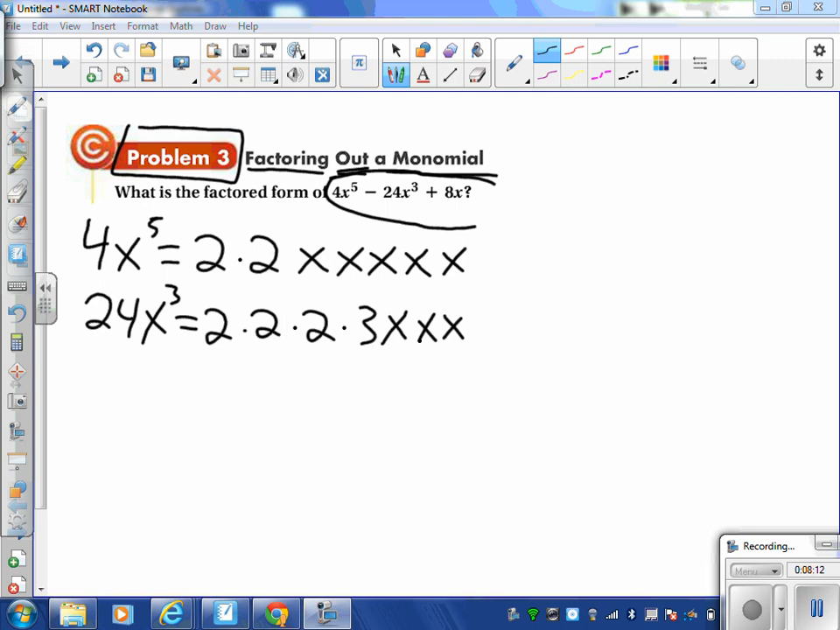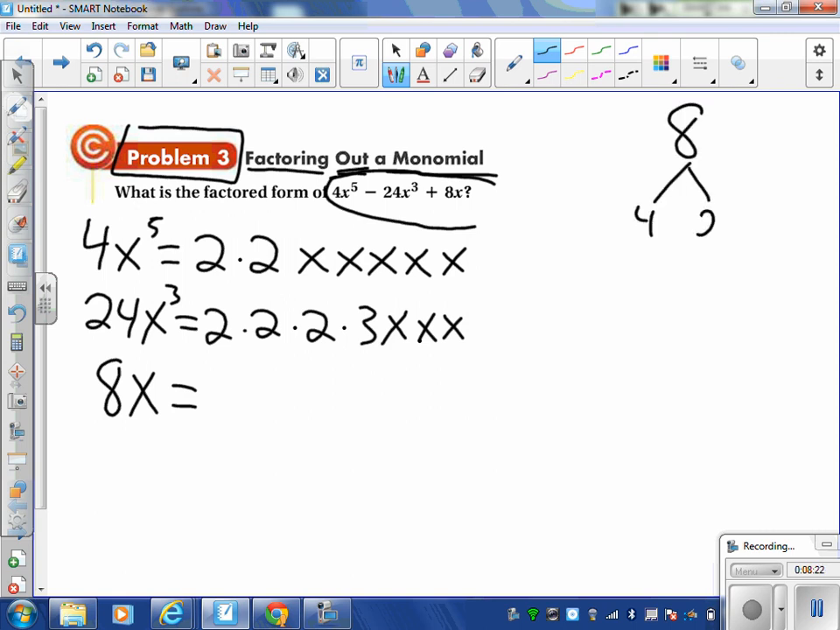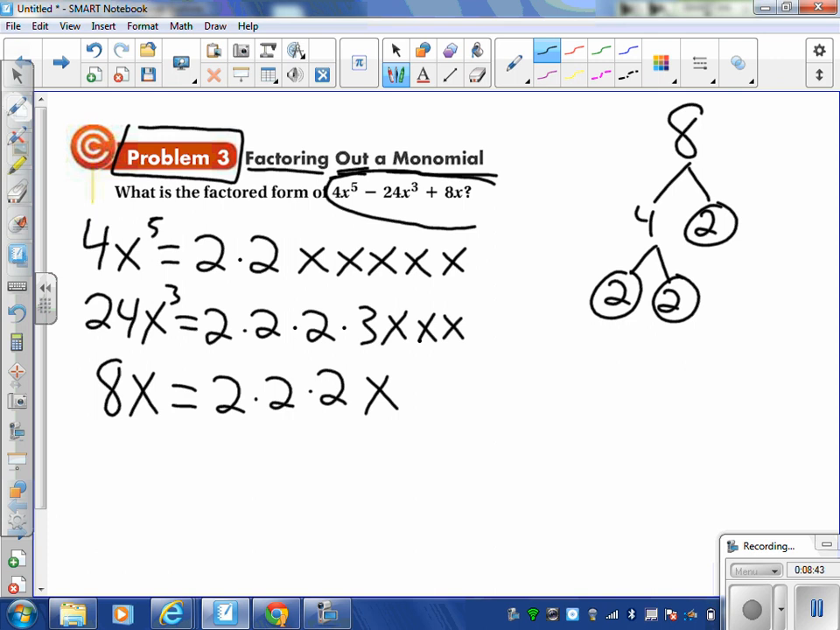The next number is 8x. What numbers multiply together give me 8? We have 4 times 2, which can be broken down into 2 times 2. And then I put my factors underneath. 2 times 2 times 2, along with 1x. So I took these three 2's and put them down here with my number along with the x.